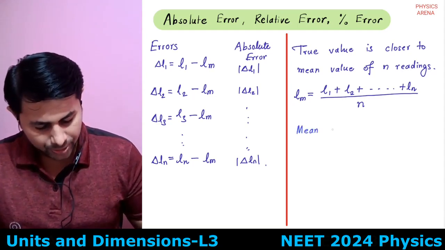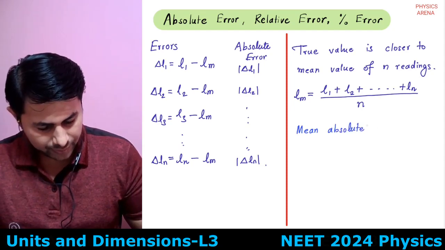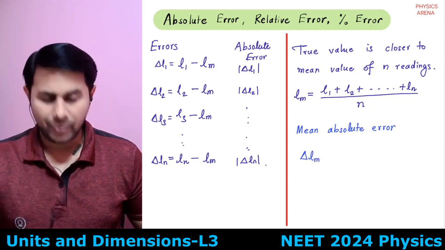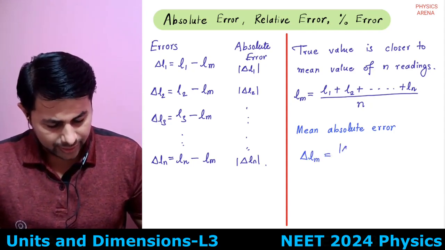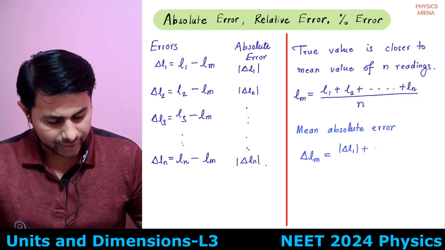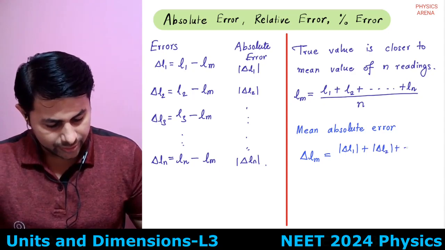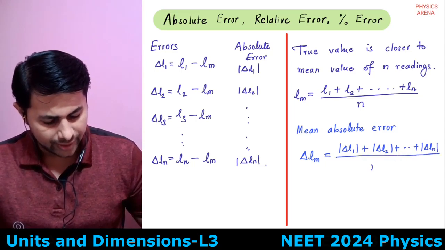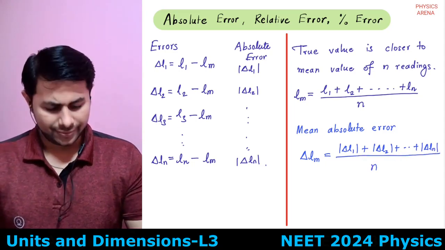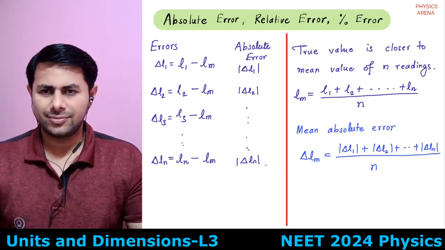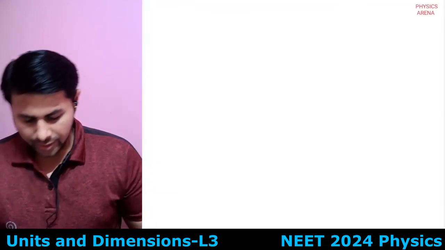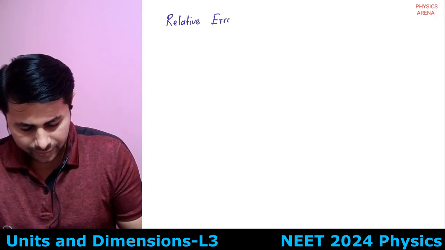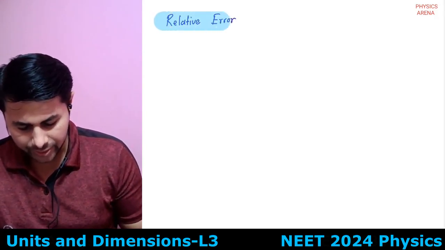So what will be the mean absolute error? It is delta L suffix m, m for mean, and it's equal to what? Absolute value of delta L1 plus absolute value of delta L2 plus so on and so forth up to plus delta L n, divided by n. Okay, got this? Yes, sir. Then I will find out relative error. Okay, so next I will find out relative error.